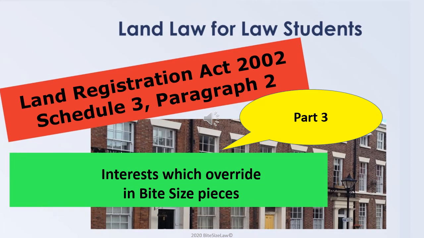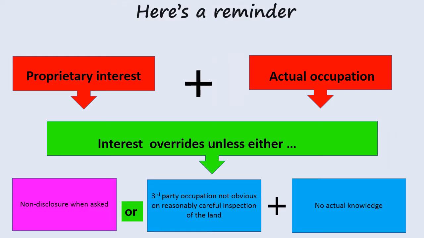This is the third of 4 videos on interests which override under the Land Registration Act 2002, Schedule 3, Paragraph 2. Here's a quick reminder of what I covered in the first 2 videos. We looked at the circumstances under which a third party, so that's someone who isn't a legal owner of land, can have an interest which overrides under Paragraph 2 of Schedule 3.